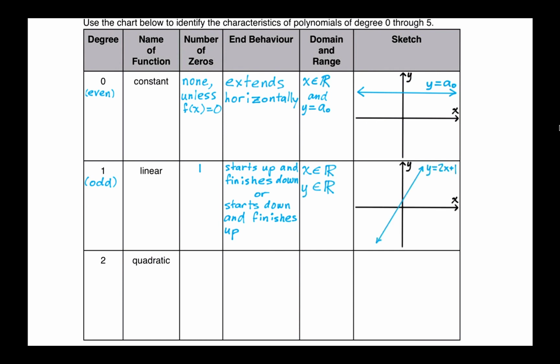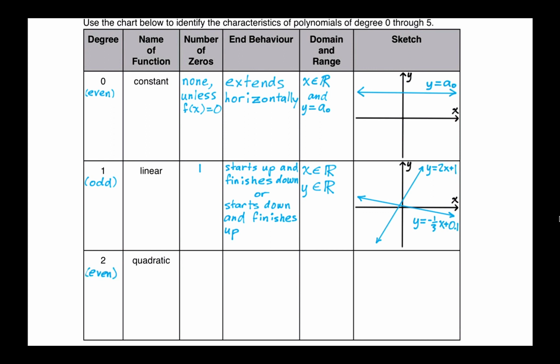And here are a couple of linear functions. Y equals 2x plus 1. So you'll notice that when the lead coefficient, the coefficient of the term that has x to the highest exponent, is positive, it's going to start down and finish up. And when you have a polynomial whose lead coefficient is negative, and you're looking at odd functions, it starts up and finishes down.